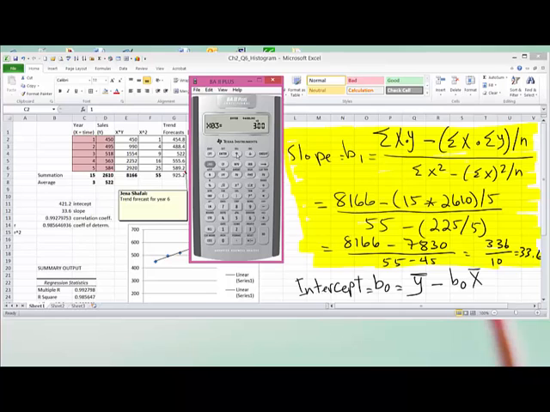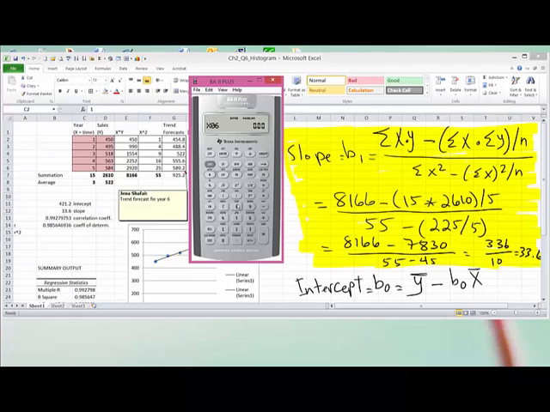x3 is 3, that's right. y3 is 518. Enter, down. x4 is 4. Enter, down. y4 is 563. Enter, down. 5 is x5. Enter, down. And 584, enter, down, is our last y value. We don't have a sixth value in x, therefore at this point I'm done entering data.